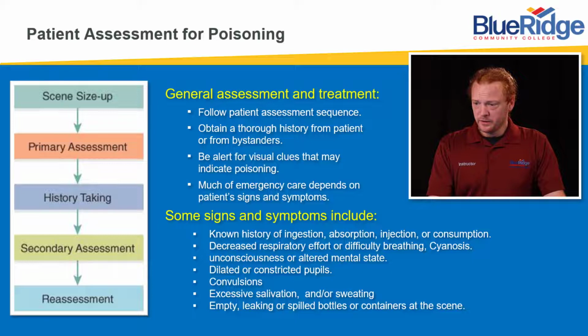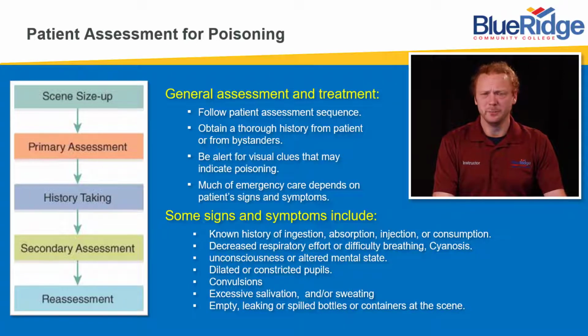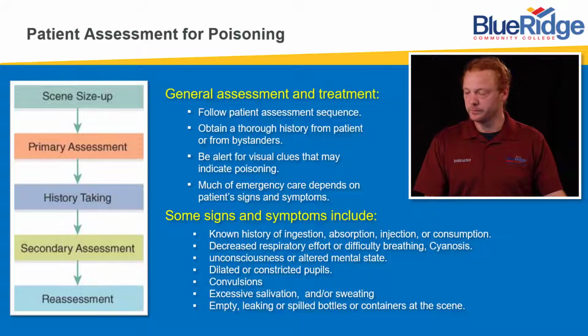Our patient assessment for poisoning always starts with our scene size up. We don't want to be poisoned ourselves when we are responding to the scene of a poisoning. For general assessment and treatment, follow a patient assessment algorithm or a sequence. Obtain a thorough history from the patient, and if not from the patient, from any bystanders if possible. Be alert for visual clues and things lying around or indicators that could raise your suspicions of a poisoning if that's not what you were called there for.